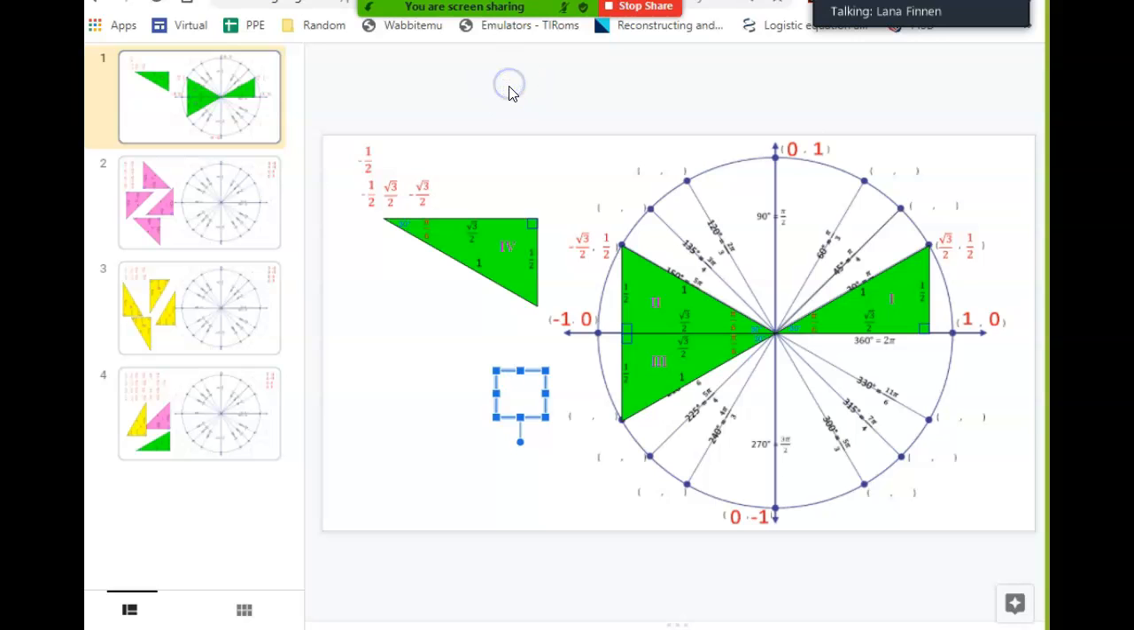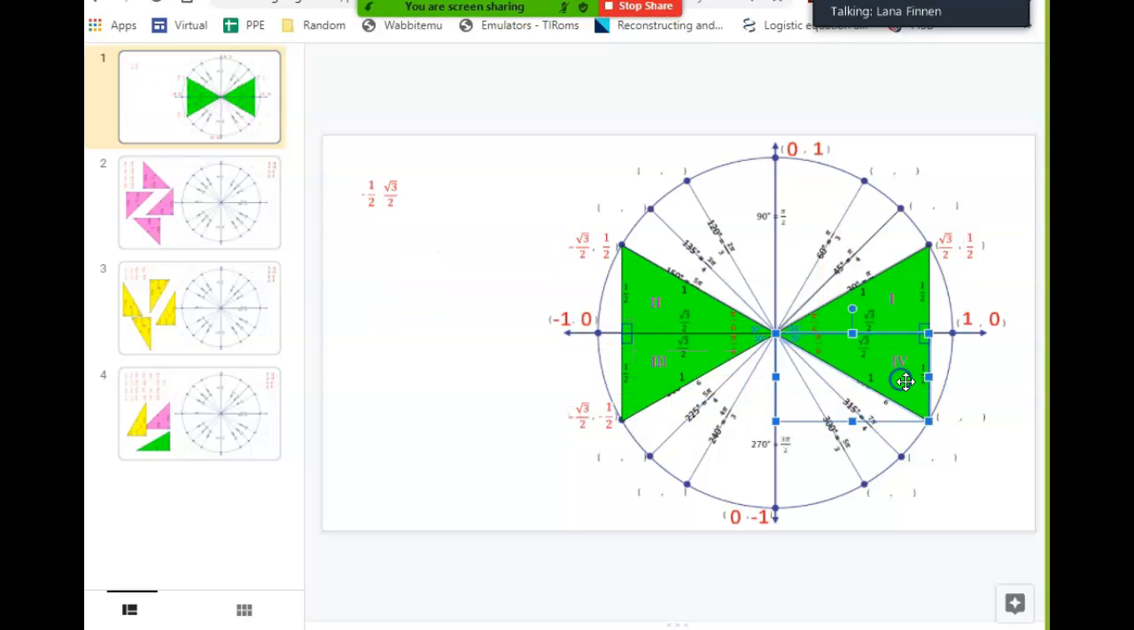So that means now that my x value is still negative square root of 3 over 2, and my y value is now negative 1/2 because I'm in the third quadrant. Once you've got that, go ahead and put your fourth quadrant triangle on there and fill in your ordered pair. And then don't move on to the next or anything. We got lots to talk about here.